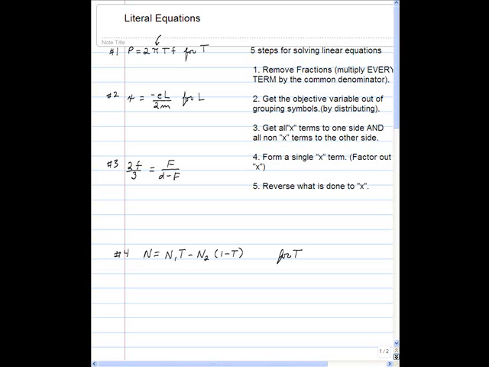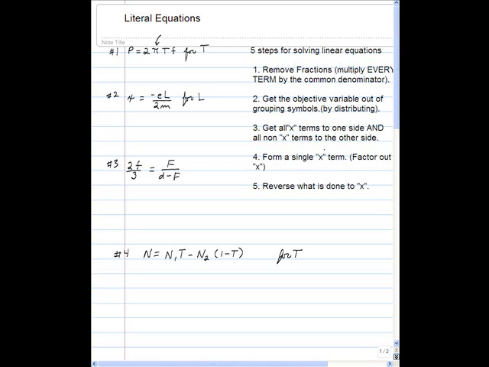The next thing we want to do is get all our, and what I'm calling here, x terms. Now x, I really mean the objective variable. I just didn't want to write out the words objective variable every time because it gets kind of cumbersome. So in this part I just called it x. Get all x terms to one side and all non-x terms to the other side. And remember, it may not be x. If you're solving for L, then it's get all L terms to one side and all non-L terms to the other side. Now, when you end up with more than one x term, then you want to combine them all together into one term.